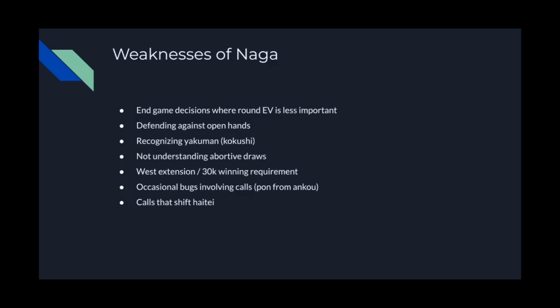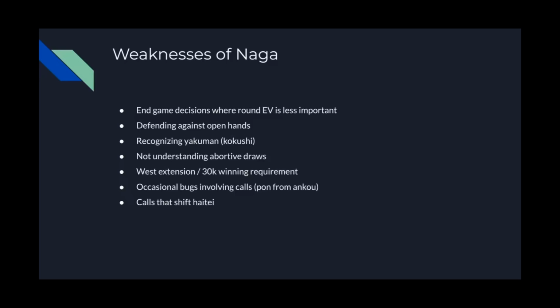And so the first point here is late in the game decisions. So this is like South 3, South 4, just later in the South round, or even a West round game, where the value of a hand is less important than just winning the hand. Or there are very specific values that you're trying to get. You need exactly 2,000 points to overtake your Shimocha, things like that.